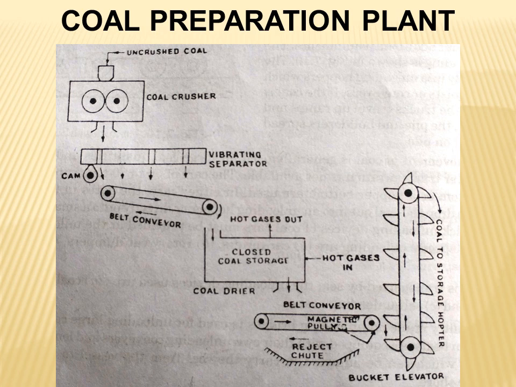The iron particles cling to the belt as it travels with the magnetic pulley, whereas the coal falls on the conveyor. The iron particles drop off into the rejector chute as the belt leaves the pulley. Thus, the coal and iron are quickly separated. The arrangement of a coal preparation plant is shown in this PowerPoint presentation.